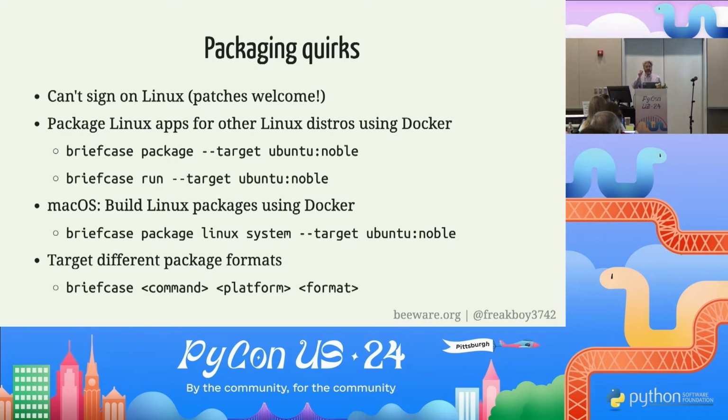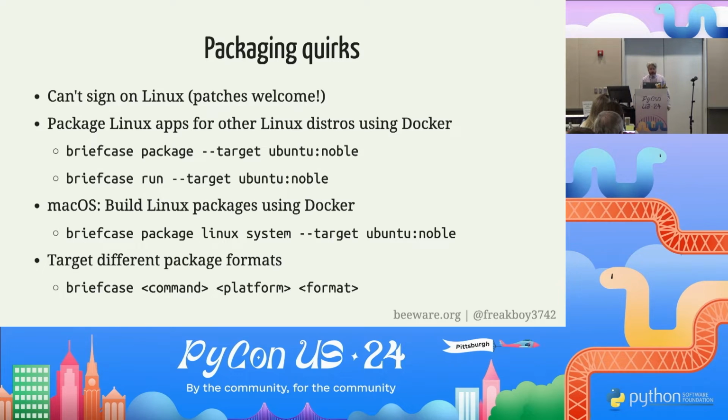So briefcase package with --target ubuntu:noble will produce a 24.04 package for Ubuntu, no matter what Linux distribution you're on. You can even run the application inside the Docker container. So if you want to validate that your 24.04 Ubuntu app will run, and you're on Fedora, you can use Docker to run the application and just export the X Windows display out into your desktop machine.